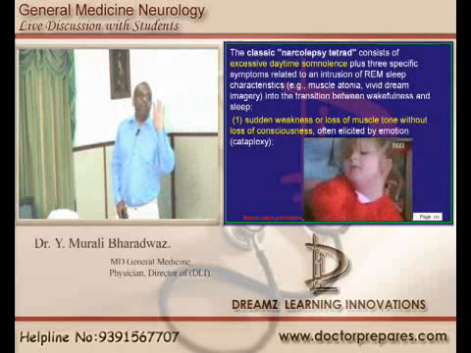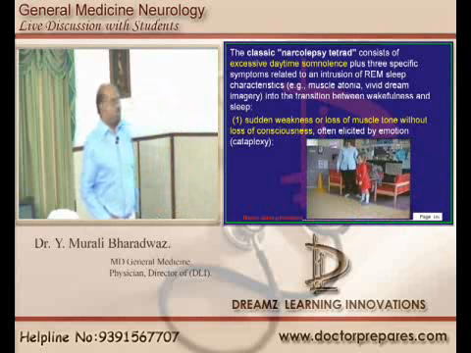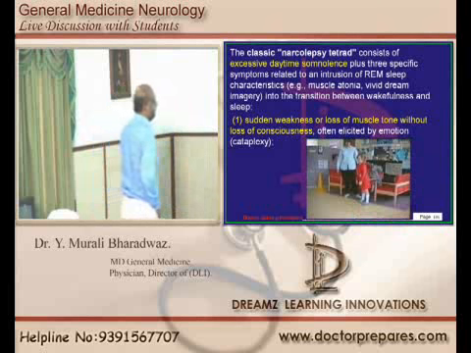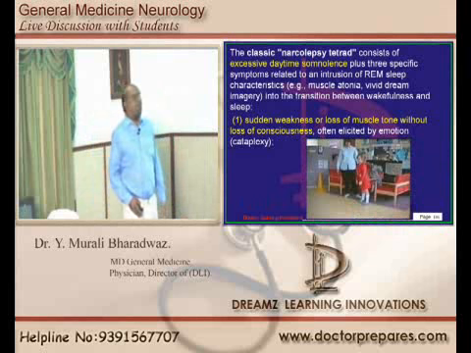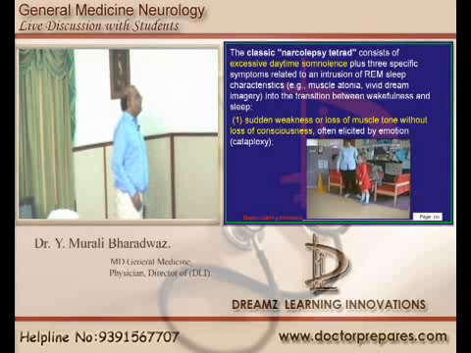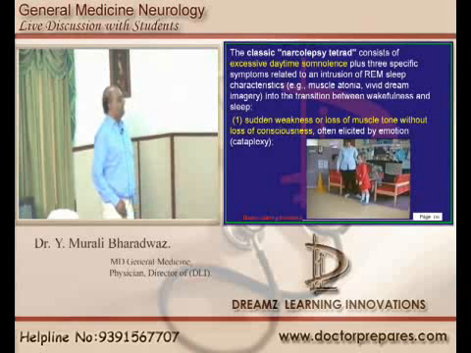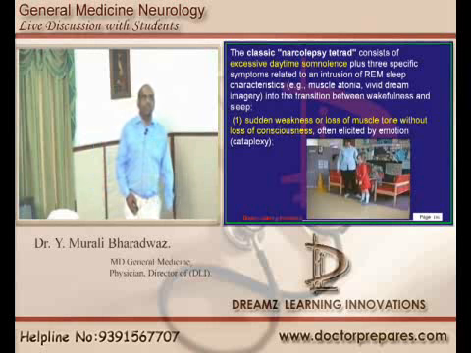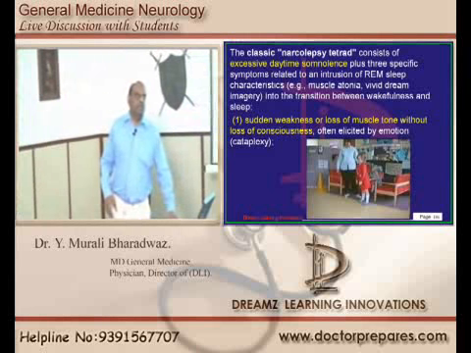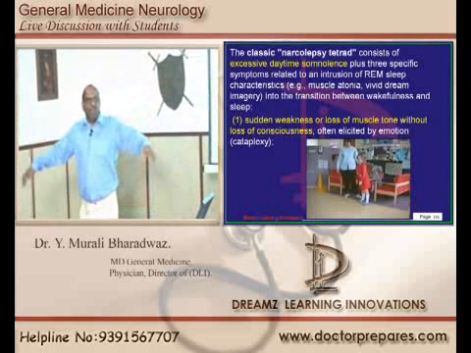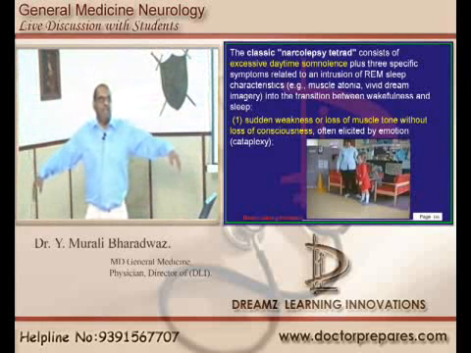So you have 4 clinical features. Tetrad of narcolepsy. Excessive daytime somnolence, morning very drowsiness will be there. Along with that, there will be features because of a sudden intrusion of REM sleep. Normally in the REM sleep, what will happen to our body? There is an atony of the muscles.